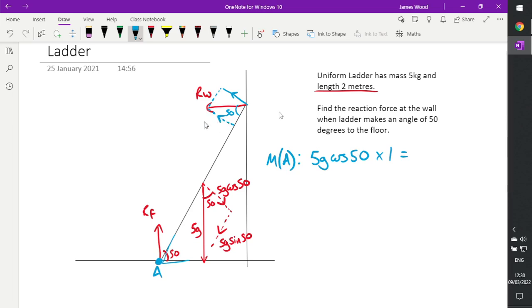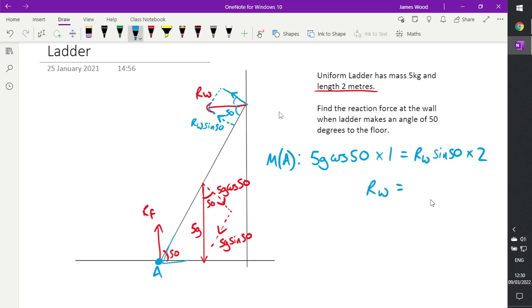So this component here is going to be RW sine 50. Or you could do it, if you're looking at this one here, you could say this is 40, and then it would be RW cos 40. But it's the same thing. So this is equal to RW, the reaction at the wall, sine 50, so that perpendicular component, times the distance, so that's this distance here, all the way up to that force, which is 2 meters, the whole length of the ladder.